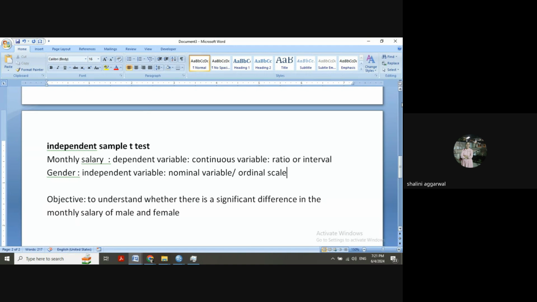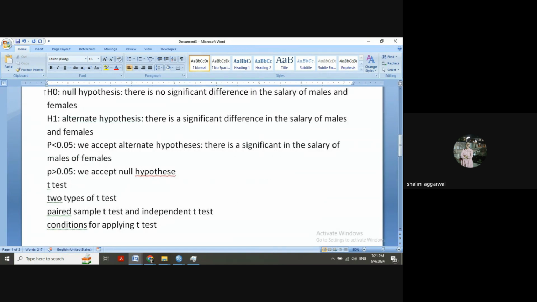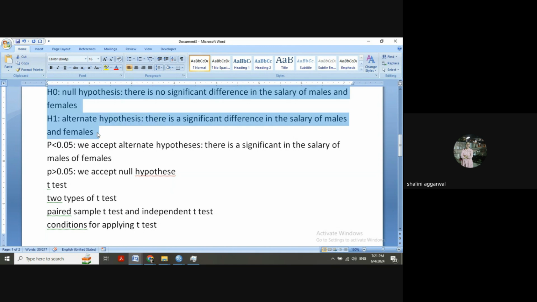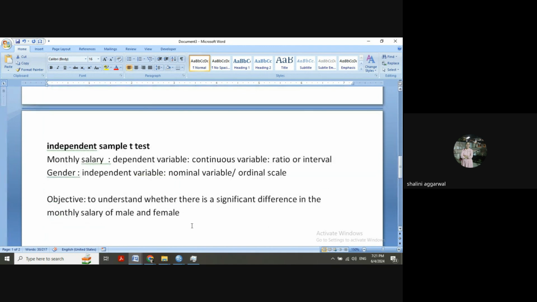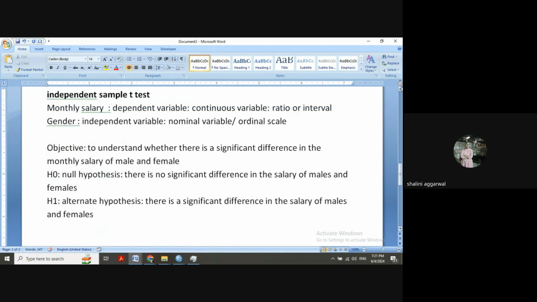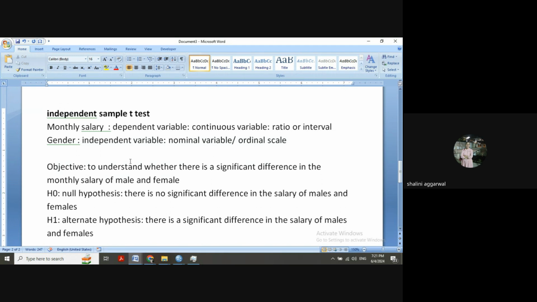Same for this, this will be our hypothesis. This again will be our hypothesis. Like this you have to write. When we are writing this in your paper, this whole thing has to be written like this. You have to write the objective. You have to define the variables. You have to write the null hypothesis and the alternate hypothesis. There is no significant difference in the salary of males and females. There is a significant difference in the salary of males and females, right?